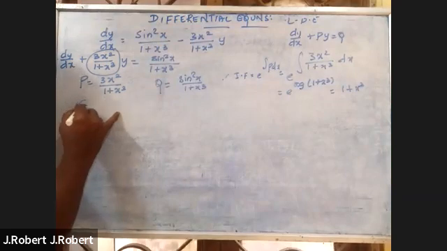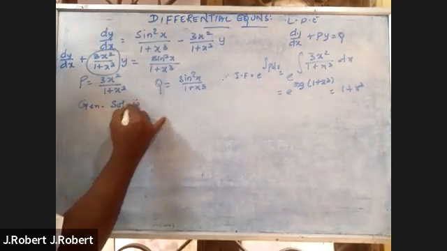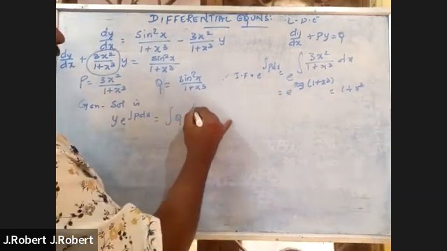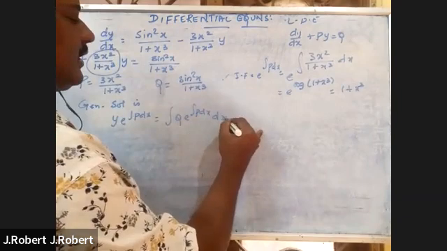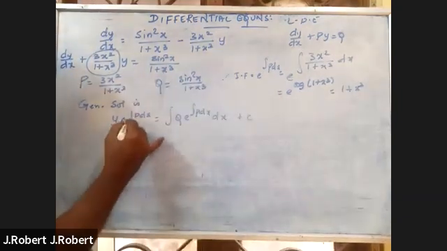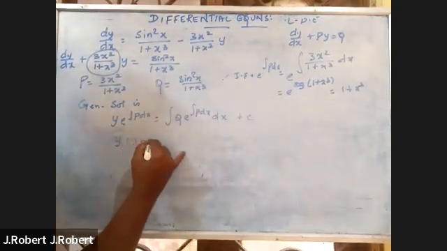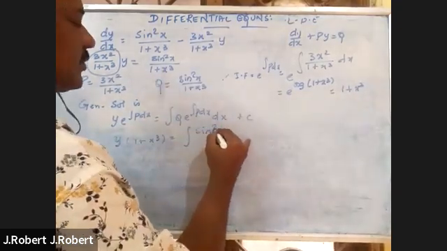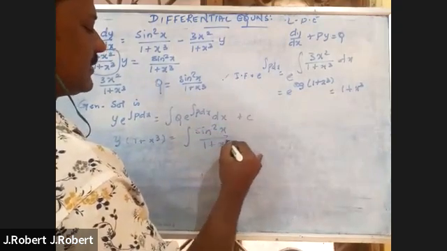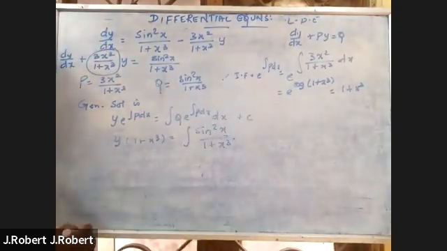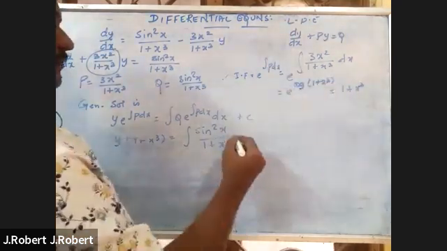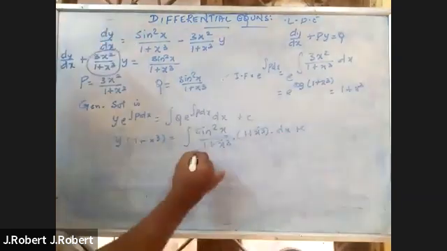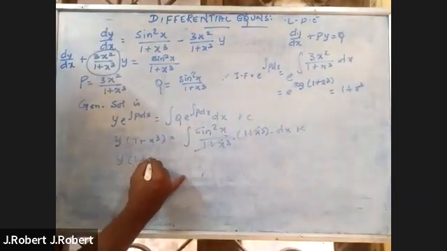Now the general solution is y e power integral p dx is equals to integral q e power integral p dx into dx plus c. What is e power integral p dx? I can write this as 1 plus x cube equals to integral q. Q can be written as sine squared x divided by 1 plus x cube into e power integral p dx, the integrating factor, which is equals to 1 plus x cube into dx plus c. These two will get cancelled. I can write y into 1 plus x cube.